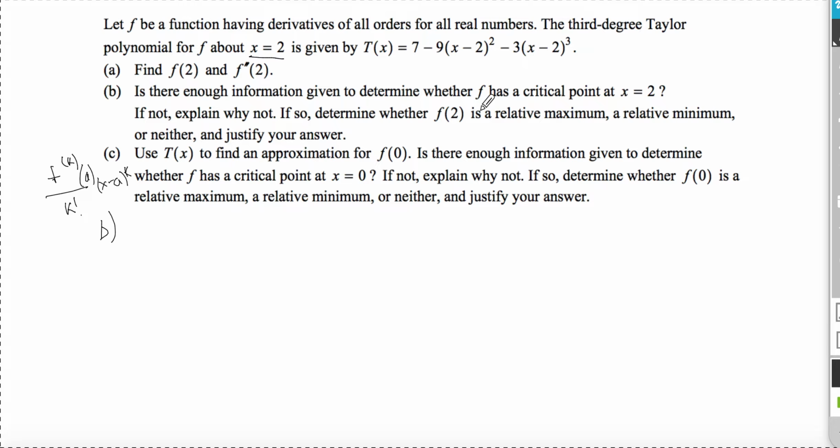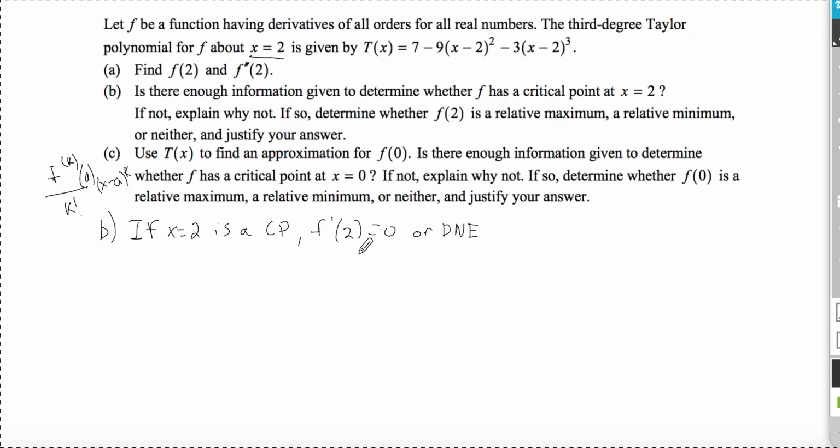Okay, so let's just start with our definition of a critical point. If x equals 2 is a critical point, what's our definition of a critical point? A critical point is where the first derivative is 0 or does not exist, right? So if x equals 2 is a critical point, that means f prime of 2 is 0 or does not exist.